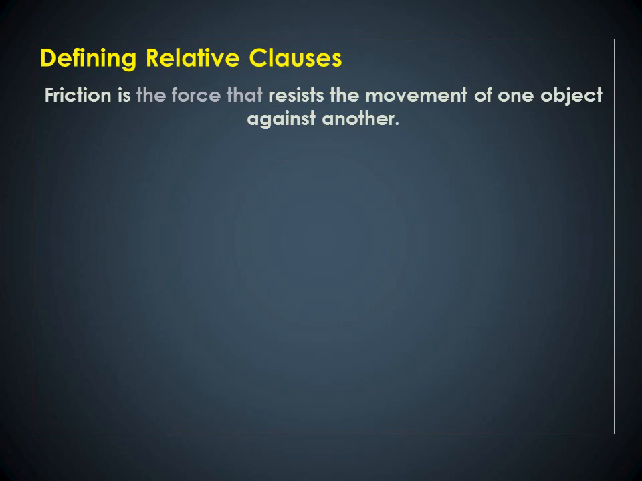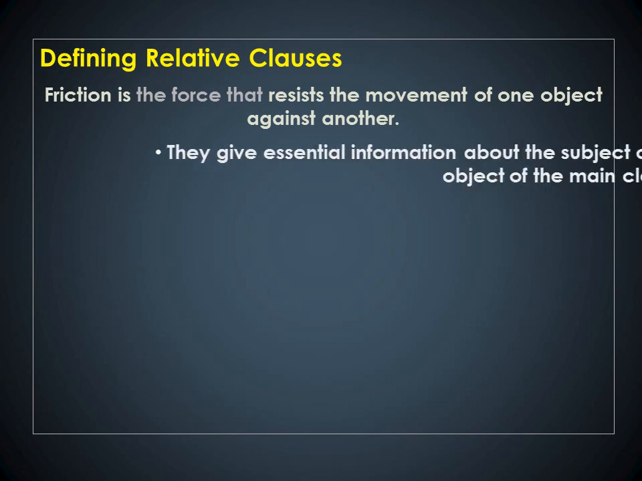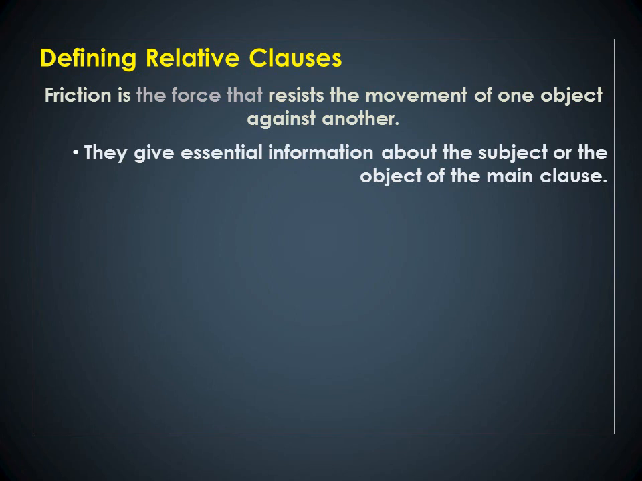Defining relative clauses are those that give essential information about the subject or the object of the main clause. Observe the example. Friction is the force that resists the movement of one object against another. Friction is the force that. So, remember, essential information. The sentence is not separated by commas.